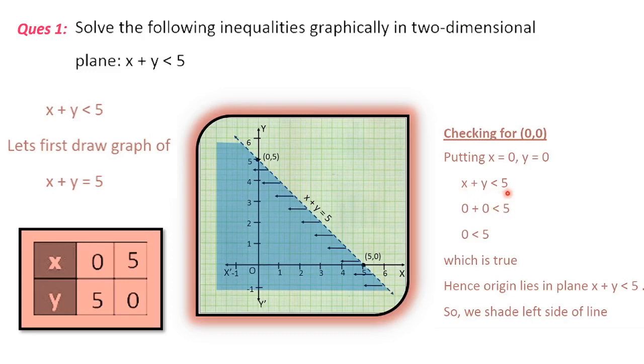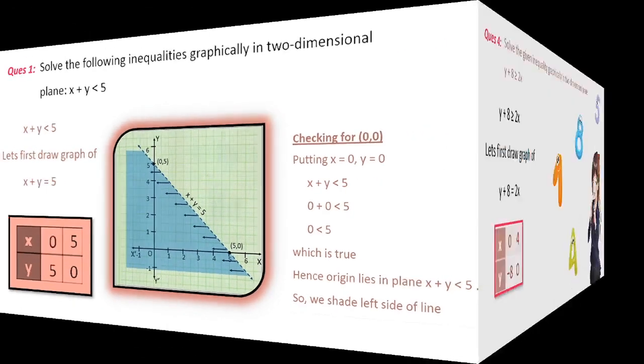0 plus 0 is less than 5. 0 less than 5, which is true. So it means where 0, 0 lies is the required region. Means this side, left side, this side is the required region and this upper side is not the required region.